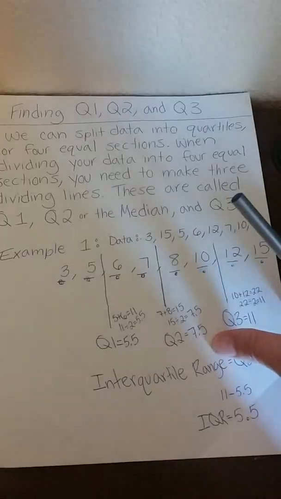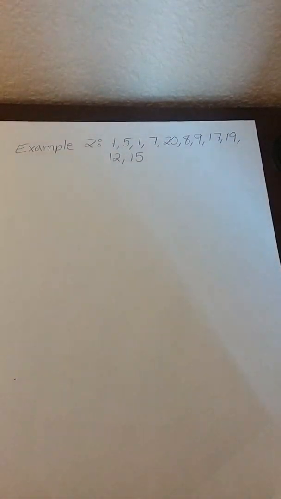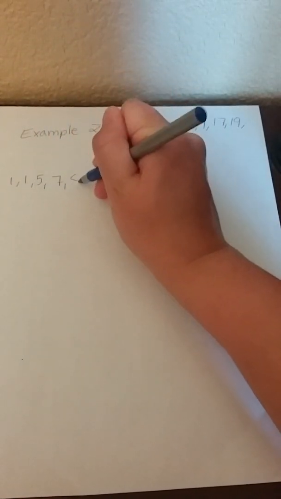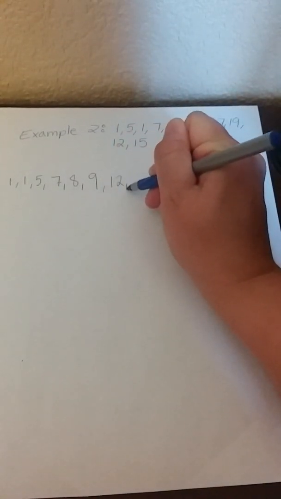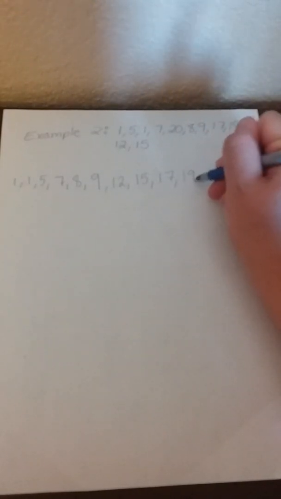Let's look at a second example. So here's my example. I have these numbers. 1, 5, 1, 7, 20, 8, 9, 17, 19, 12, and 15. So again, the first step is to list them in order from least to greatest. So I have 1, 1, 5, 7, 8, 9, 12, 15, 17, 19, and 20.